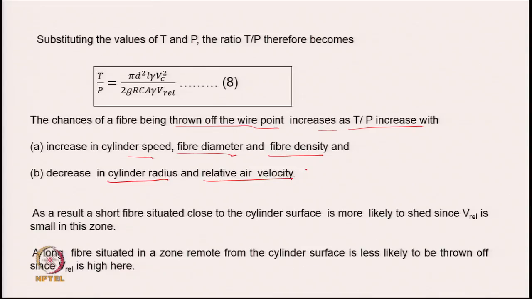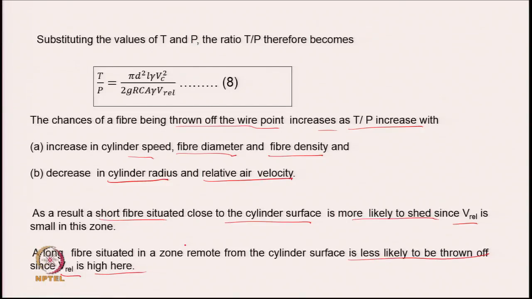We can now say that short fibers situated close to the cylinder surface are more likely to be shed, since V relative is small in this zone. So, any short fibers very close to the cylinder surface are most likely to be thrown away, or they are likely to be shed, since V relative velocity is less for them. A long fiber situated in a zone remote from the cylinder surface is less likely to be thrown off, since V relative velocity is high here.